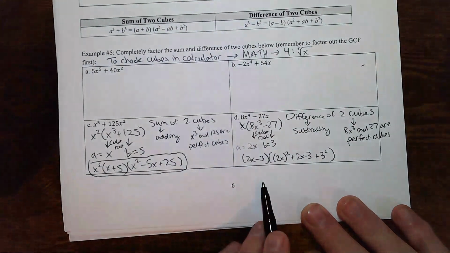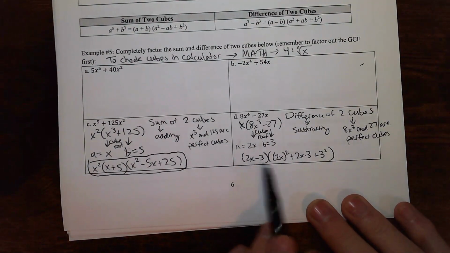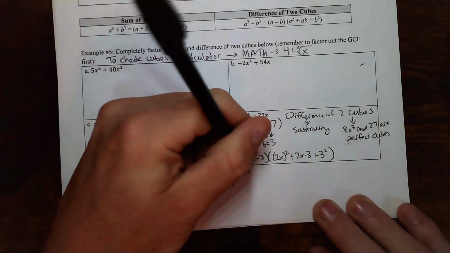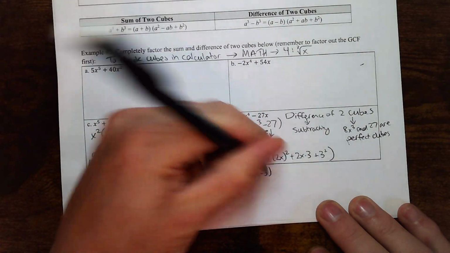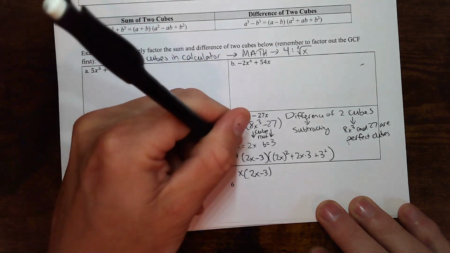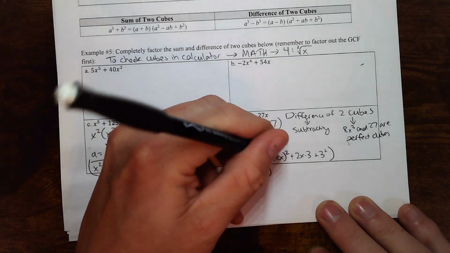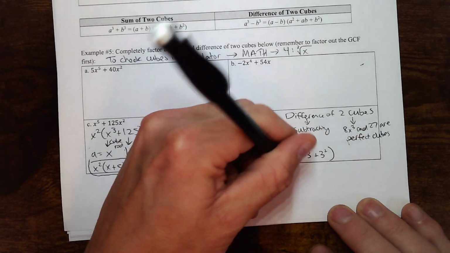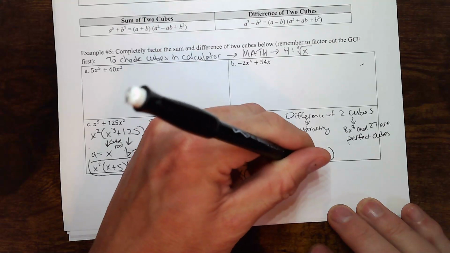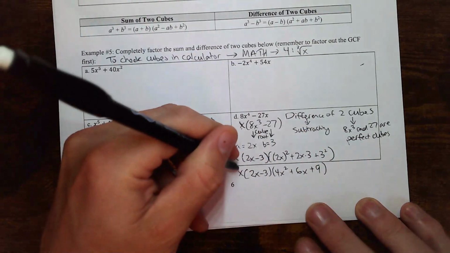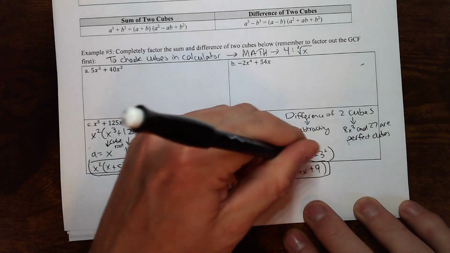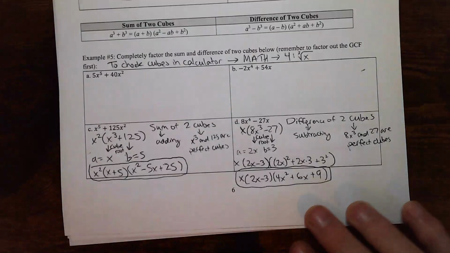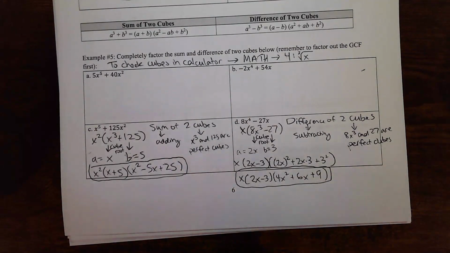Okay, and I'm going to simplify this here. So for a difference, it starts minus plus plus. So this becomes 2x minus 3. Don't forget about the x. I almost did. 2x squared, that means I'm squaring the 2 and the x. So it'd be 4x squared. 2x times 3, 6x, plus 3 squared, plus 9. Okay, and that can't factor any further. That's your solution.